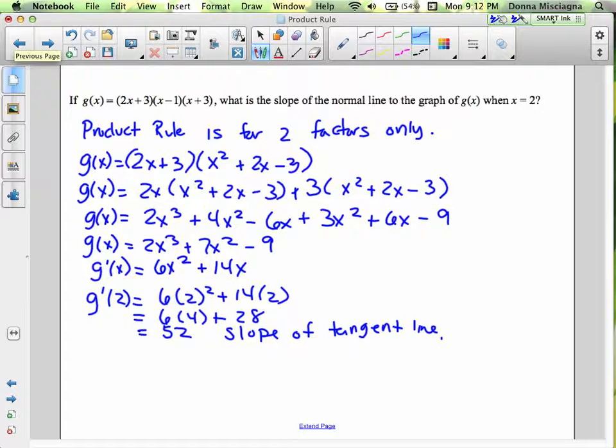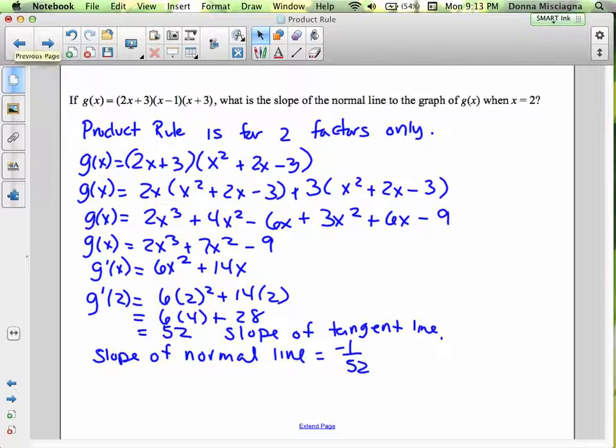Right, and then the slope of the normal line is just negative 1 over 52. That was easy enough once you got the slope of the tangent line.